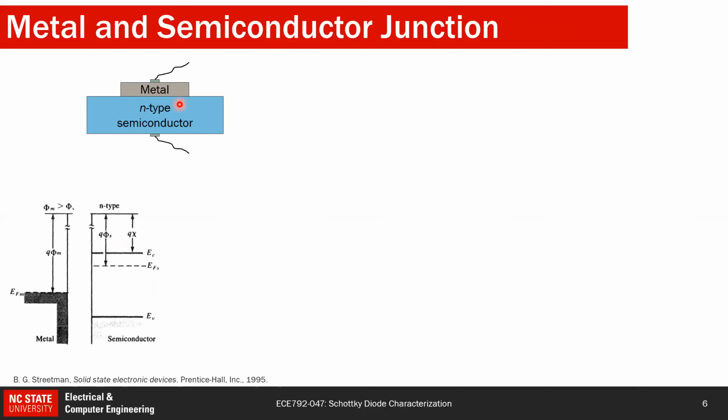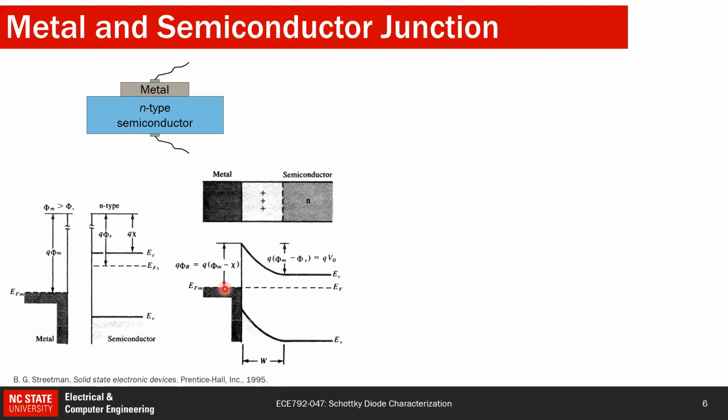Now when you put the metal in contact with the semiconductor, based on this Fermi level difference the barrier will be created, and the barrier height would be the difference between the metal work function and the electron affinity of the material. After that, the barrier gets created. There would be a depletion layer inside the semiconductor, which is called a space charge layer or a depletion layer.